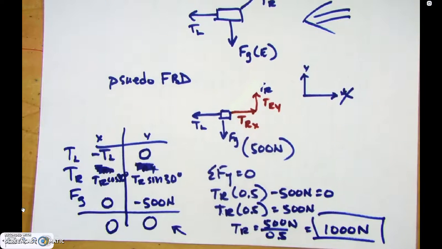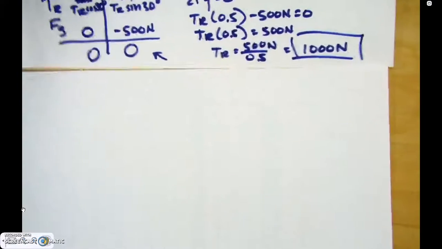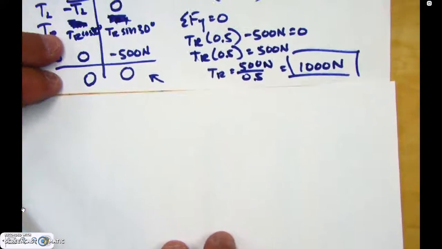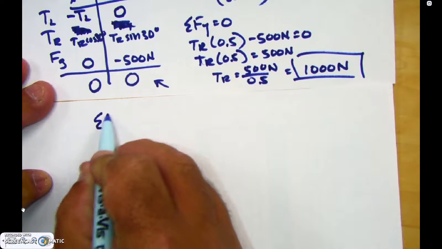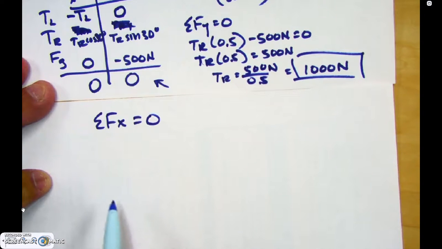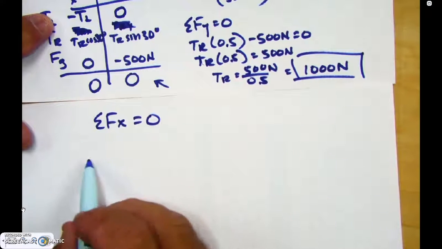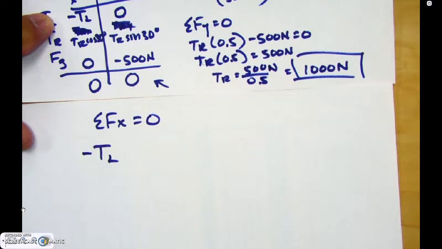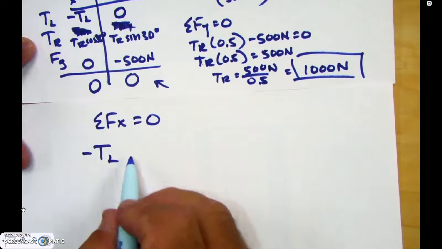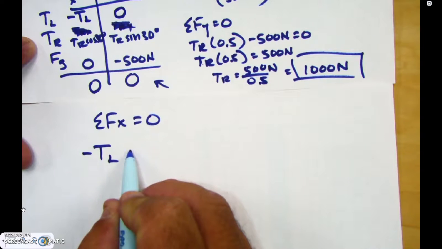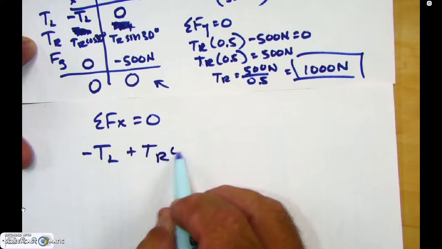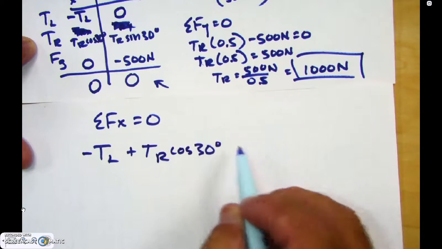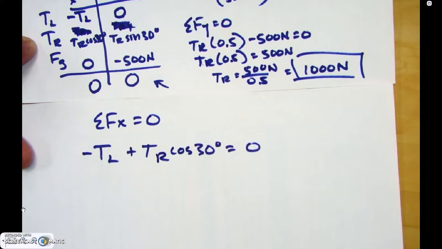Now, at that point in time, I've solved for TR. Now I want to solve for TL. In order to solve for TL, I got to go one more step. I'll try and do it where you can still see it. What I'm going to do now is say the sum of the forces in the x direction have to add up to 0. Well, the sum of the forces in the x direction are negative TL, which I don't know, let's do it all in terms of variables first, plus TR times the cosine of 30, and that's all going to be equal to 0.